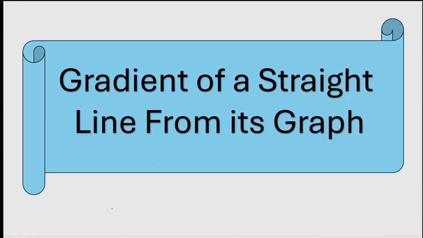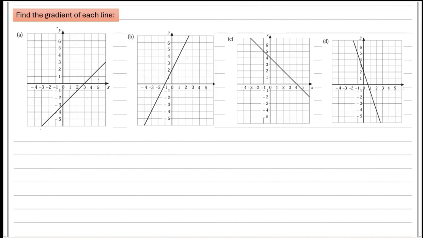Hello, in this video I'm going to show you how to find the gradient of a straight line from its graph. To find the gradient of a straight line from its graph, we need to select 2 points on the straight line that also lie on the corners of these little squares.